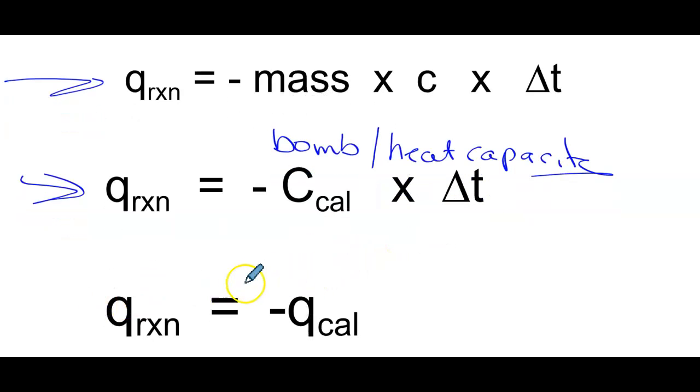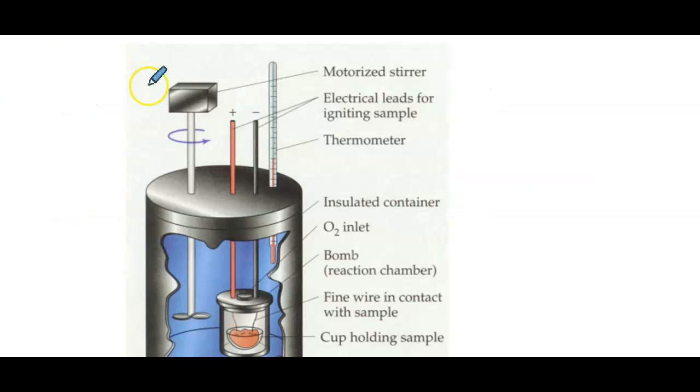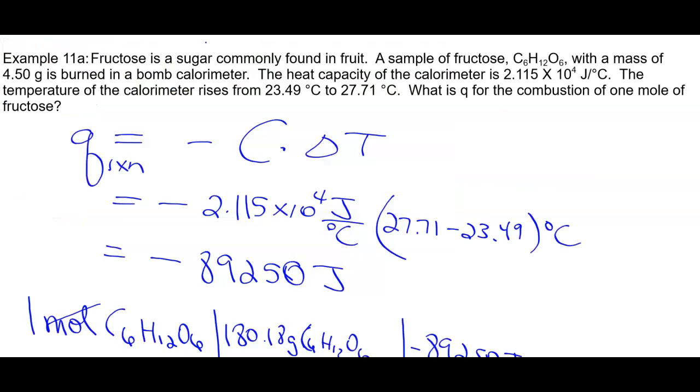And don't forget that Q reaction is equal in magnitude but opposite in sign to Q calorimeter. So that's why we just keep it as Q reaction and don't worry about ever solving for Q calorimeter. You may see some of those in textbooks, but that's not how we're going to do it. We're going to handle it in this way, which makes it a little bit simpler for us. So this is just an example you saw in the video of the bomb calorimeter.